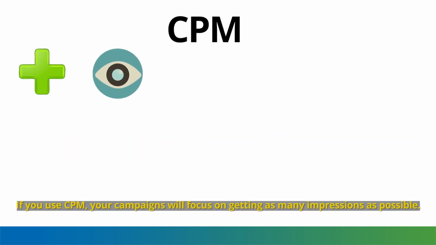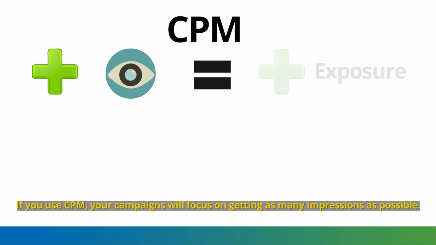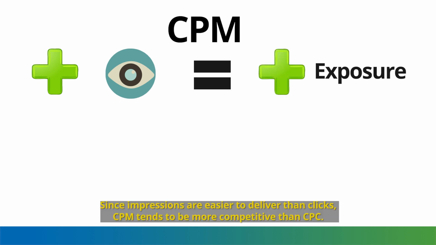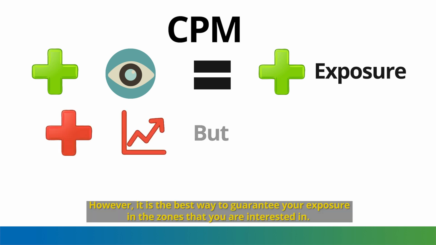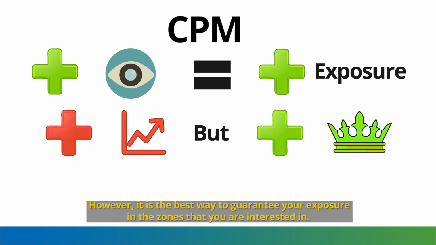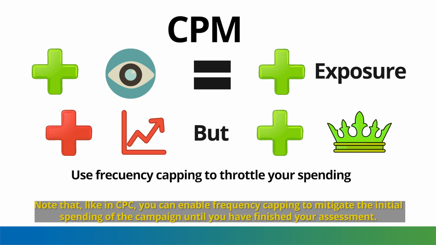If you use CPM, your campaigns will focus on getting as many impressions as possible. Since impressions are easier to deliver than clicks, CPM tends to be more competitive than CPC, and therefore can be more expensive. However, it is the best way to guarantee your exposure in the zones that you are interested in. Note that, like in CPC, you can enable frequency capping to mitigate the initial spending of the campaign until you have finished your assessment.